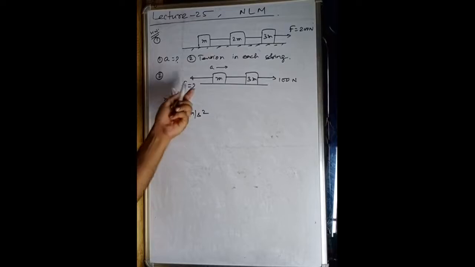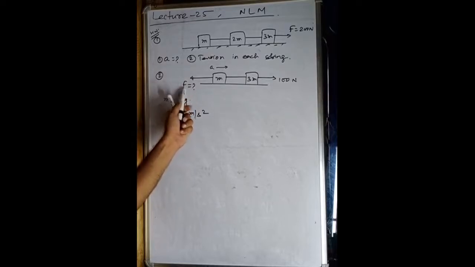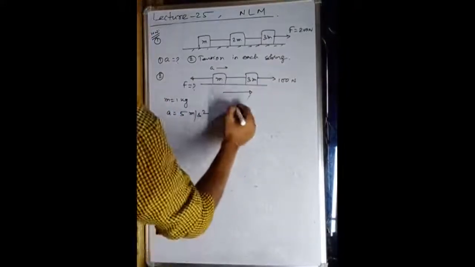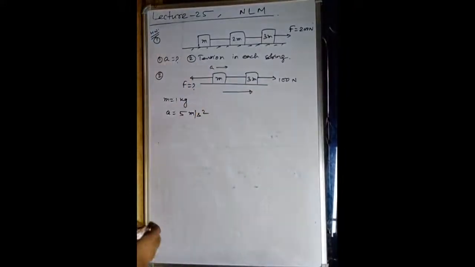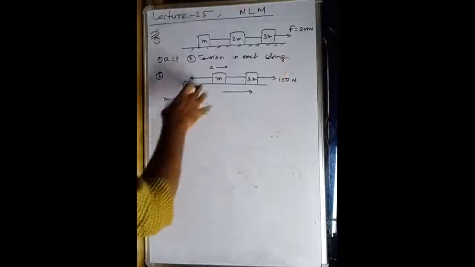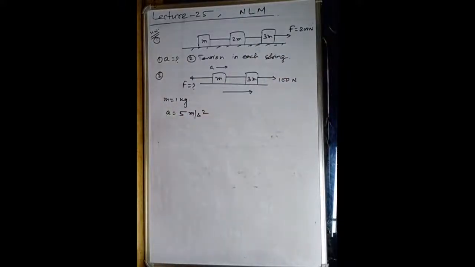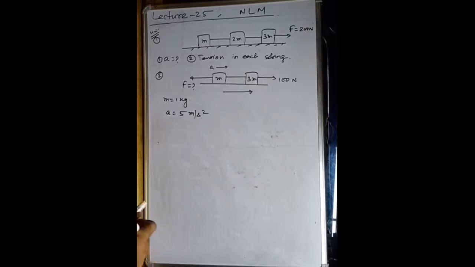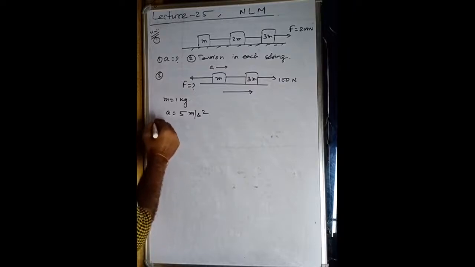What should be the value of F so that the system moves with 5 meter per second square in this direction? Here I have been given the direction of acceleration. What should be the value of F so that the system moves with an acceleration of 5 meter per second square? Okay, this is your question. Now, let me solve one more question here, and then I will give you some more homework.